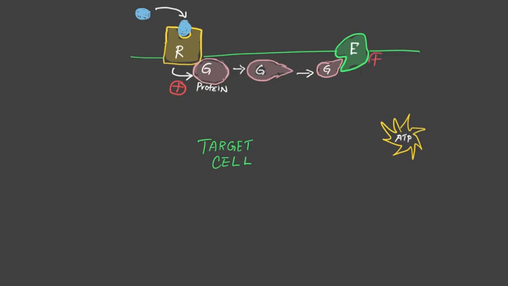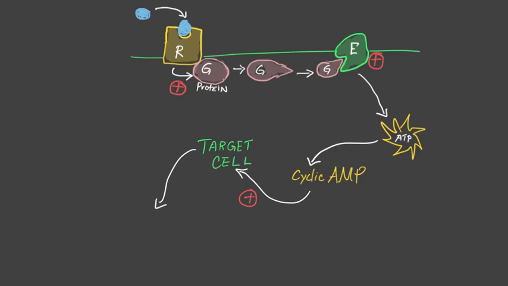The activated enzyme now is able to activate ATP, adenosine triphosphate, and convert it to cyclic AMP, which is adenosine monophosphate. Cyclic AMP is a very important molecule which acts directly on the DNA of the target cell. The target cell can now respond.